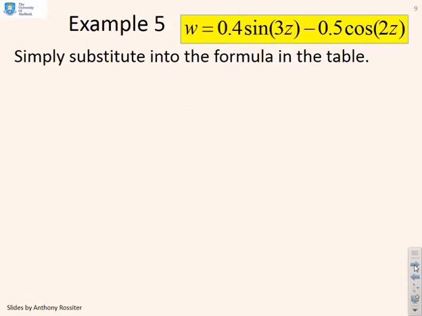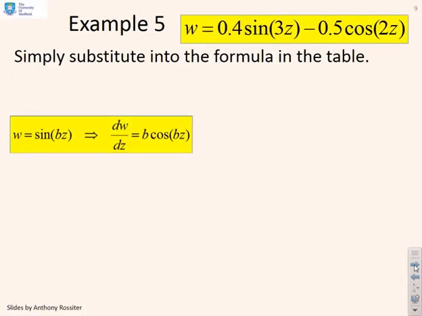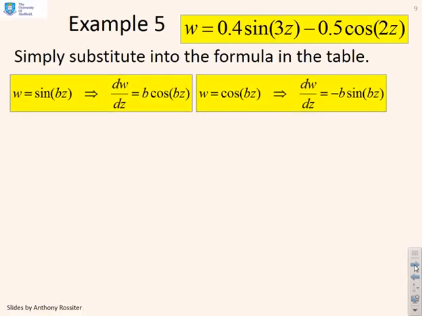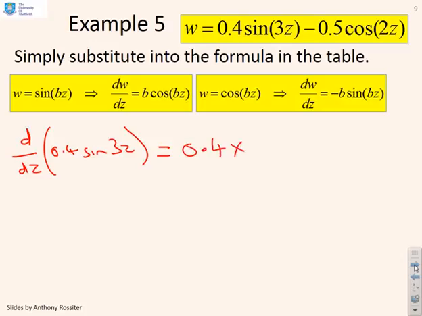Example 5. And here we've got some slightly different formulas. So again, you just look in the table, see what formula you can find. Well, you find the derivative for sine and the derivative for cosine. So now I can write d/dz of 0.4 sine 3z is going to be, we'll carry the 0.4 because that's just a constant, and then we multiply by the b, and clearly the b here corresponds to 3, so we get multiplied by 3, and then we get times cos of 3z.